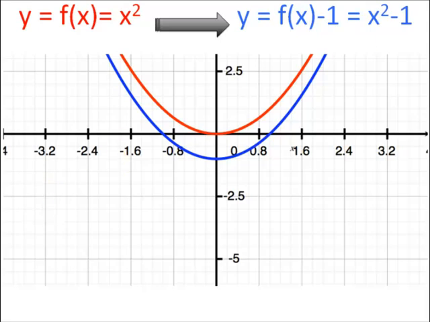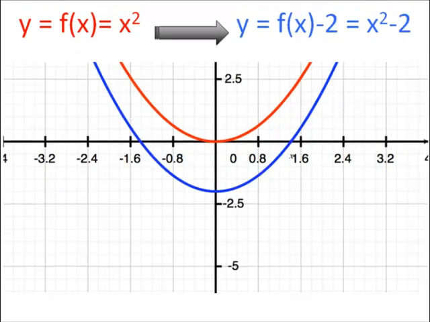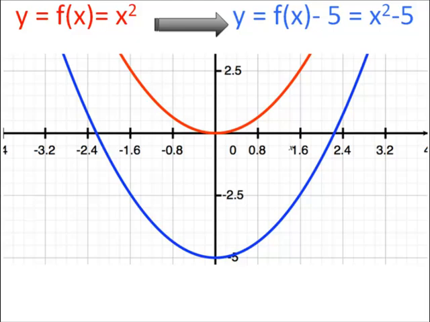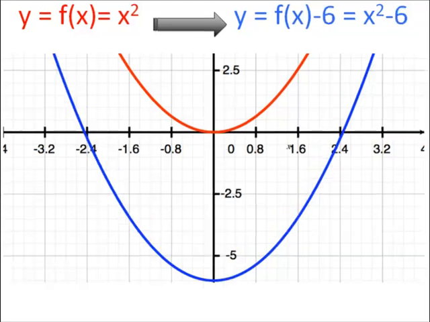So this is x squared minus 1, x squared minus 2 being moved 2 steps down, x squared minus 3 moving 3 steps down, x squared minus 5 moving 5 steps down, x squared minus 6 moving 6 squares down, and so on. So that was moving up or down. Now we're going to look at the graphs moving left or right.